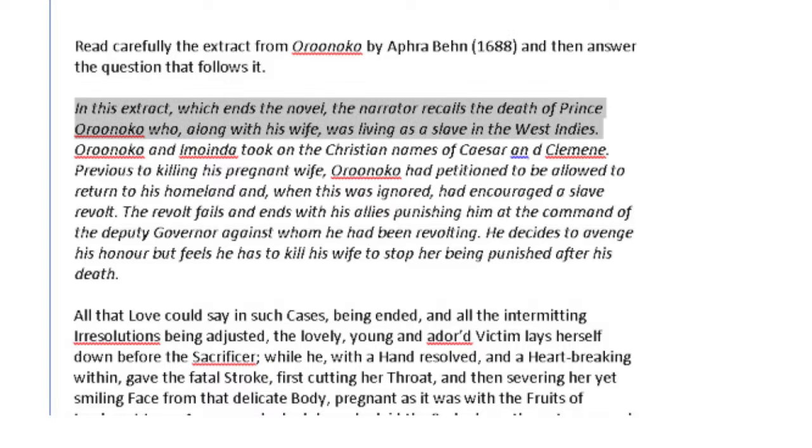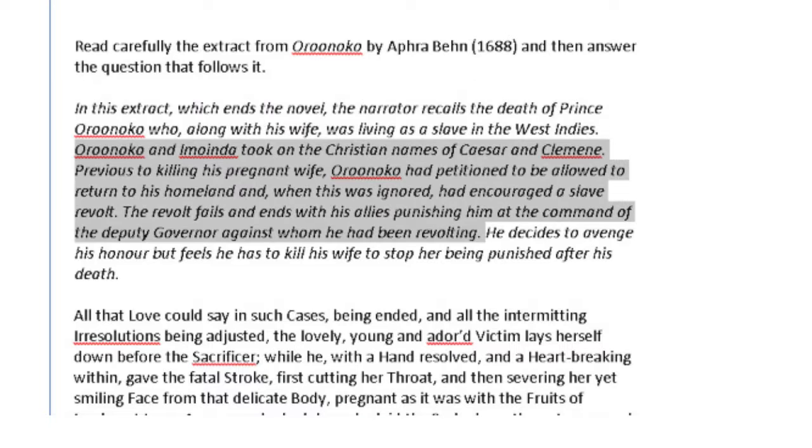So in this extract which ends the novel, so now we can place it, we're placing it at the denouement, potentially a catastrophe, don't know yet. The narrator recalls the death of Prince Urunuko, who, along with his wife, was living as a slave in the West Indies. I'm thinking tragedy at the moment. So they took the Christian names of Caesar and Clement.